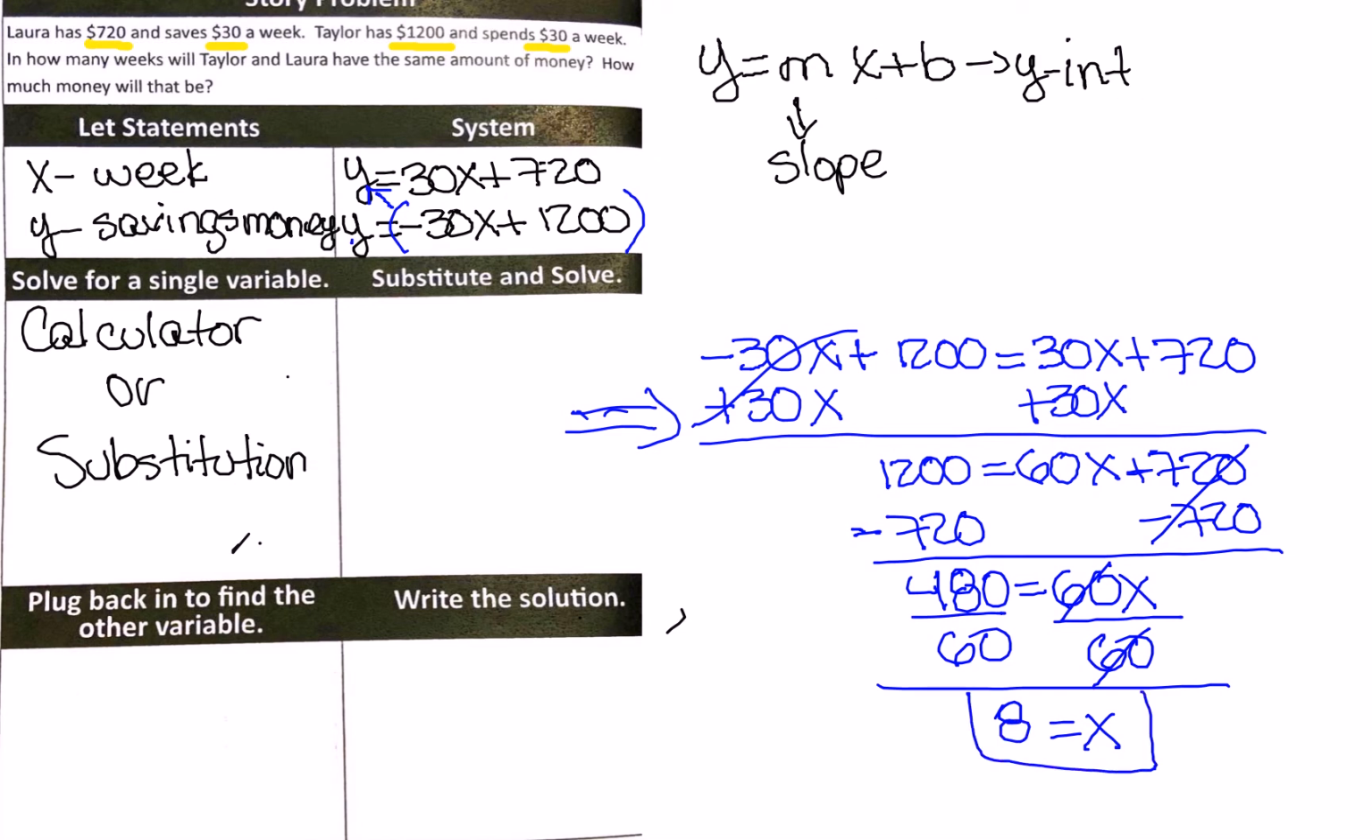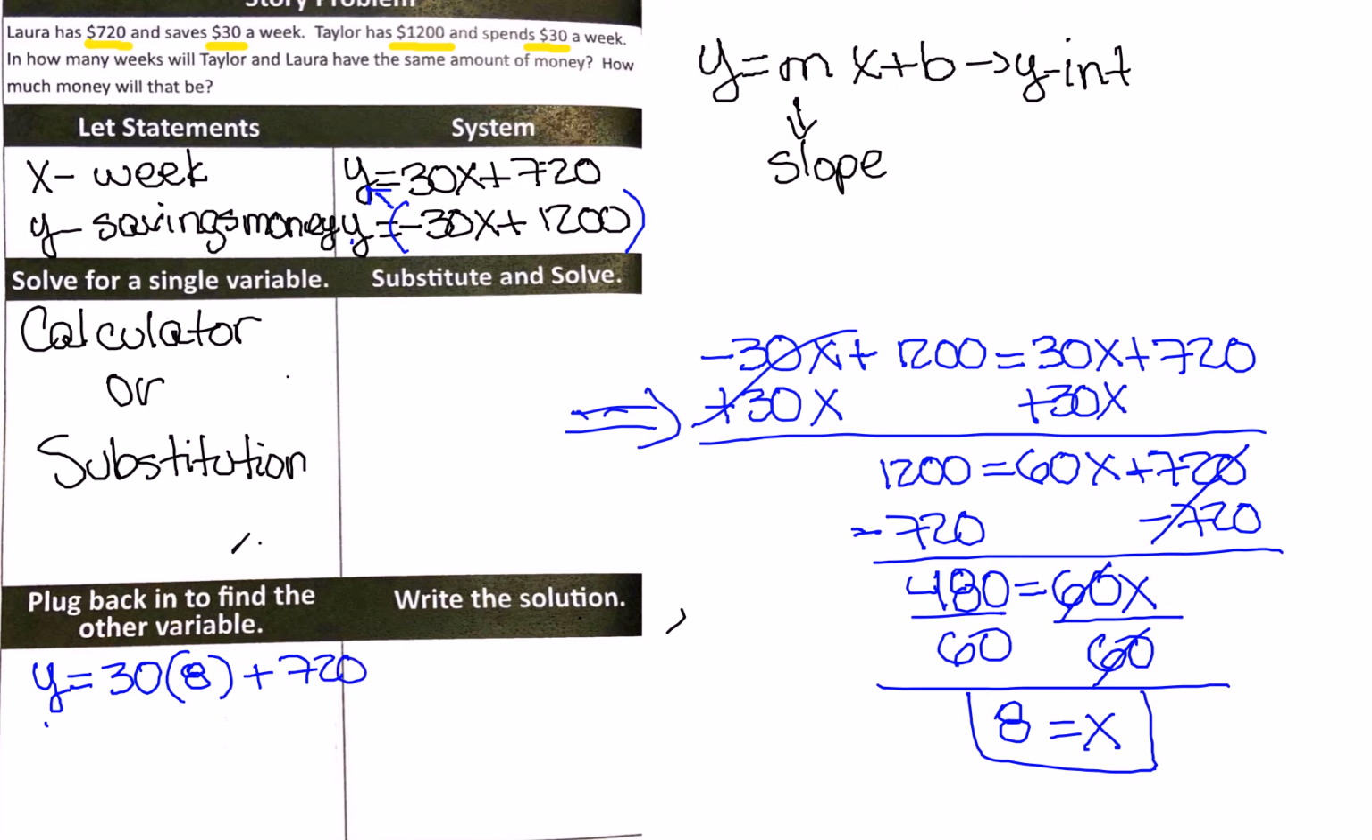Now that I have the value for x, I just have to plug it into any of my two original equations and solve for y. So let's say that I will plug it in on the one on the top. So y equals 30 times the value for x, which is 8, plus 720.